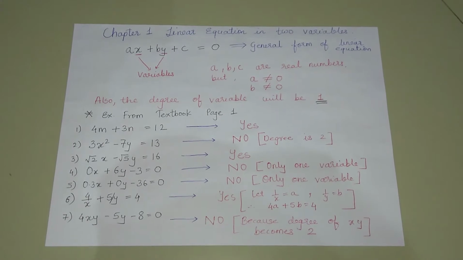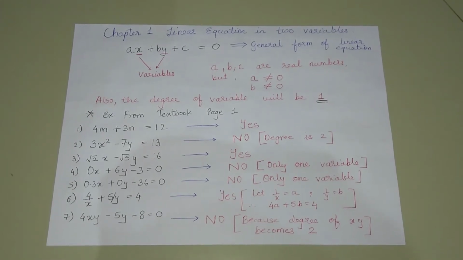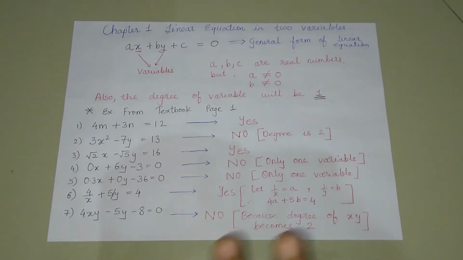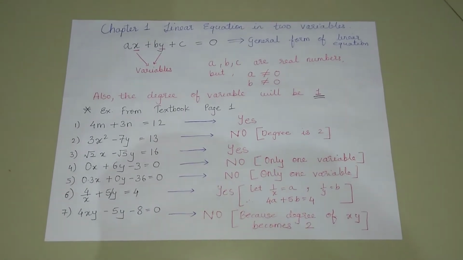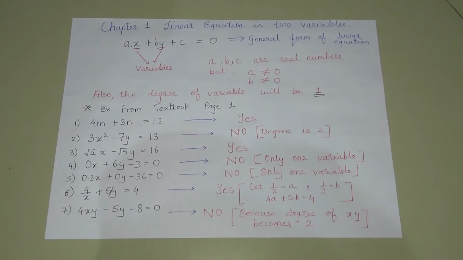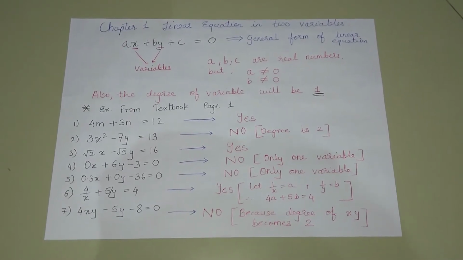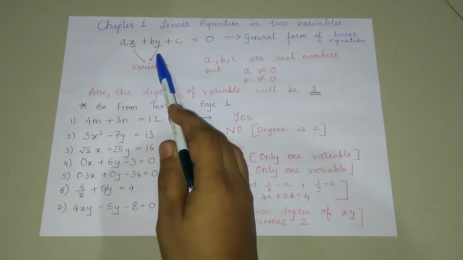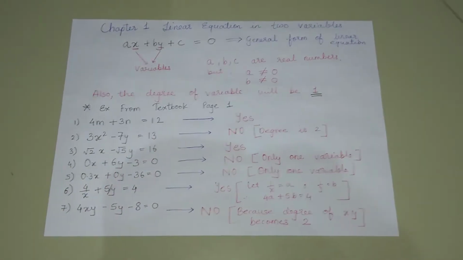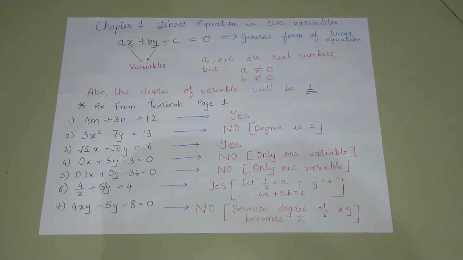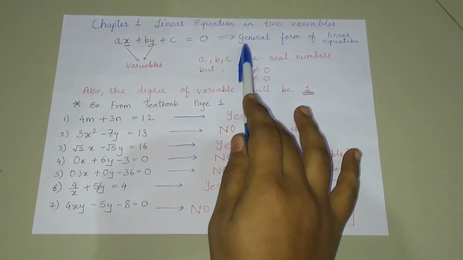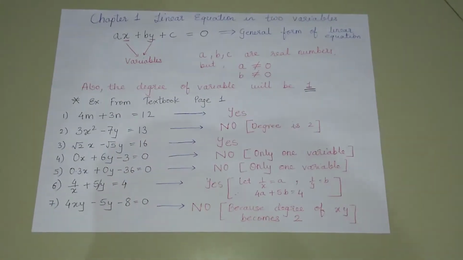Today I'll be explaining the topic of chapter 1, linear equations in two variables, from mathematics part 1. Let's start from the basics. The equation ax plus by plus c is equal to 0 is the linear equation in two variables. This equation is also known as the general form of a linear equation.